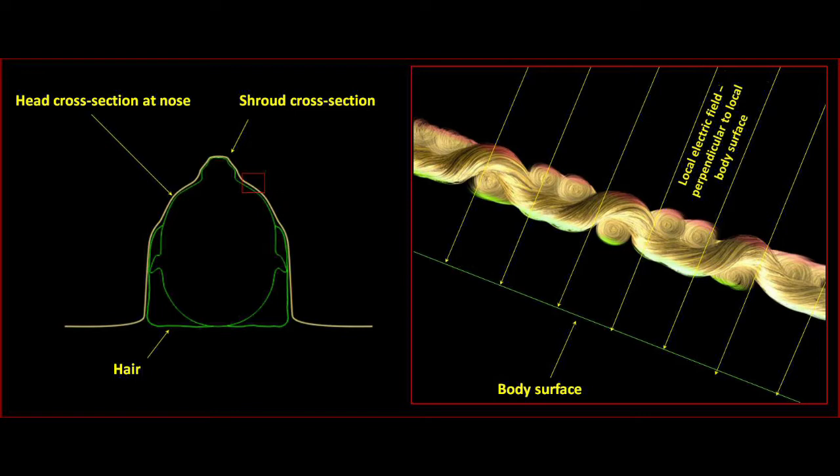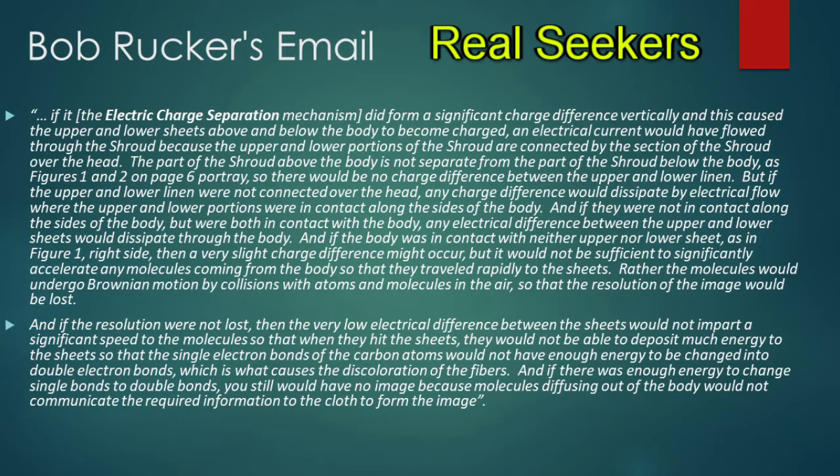So Bob Rucker is bending over backwards to grant these shroud skeptics things that are just impossible to be true, physically speaking, based on what we know about the Shroud. I mean, the Shroud is one cloth. It's not two separate independent cloths, one over top of the body and one underneath. But he just keeps granting them. Look, even if this could happen, even if that could happen, all of these scientifically falsified assumptions that are physically impossible, let's just grant that. Even still, you would still not get highly resolved images.